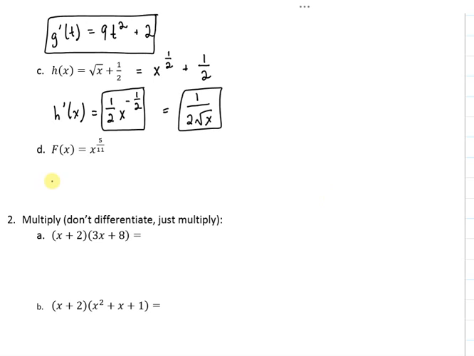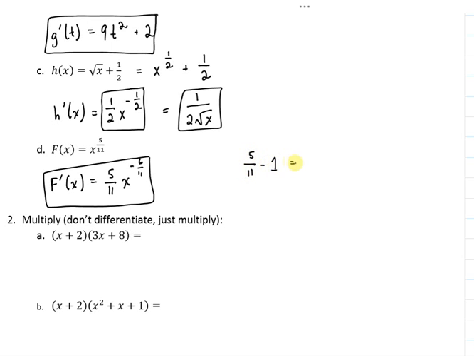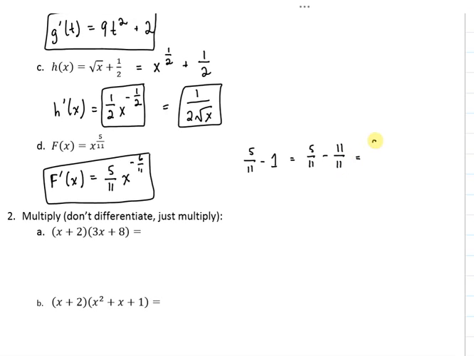For part D, capital F prime of x, the 5/11 comes in front. X to the 5/11 minus 1 is negative 6/11. If that's hard, we do it like this. 5/11 minus 1 is 5/11 minus 11/11, which is 5 minus 11 over 11, which is negative 6/11. Done.